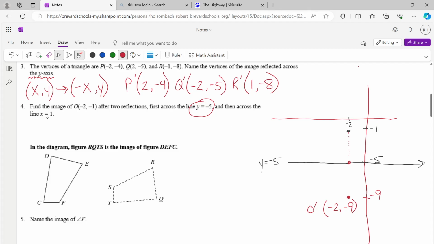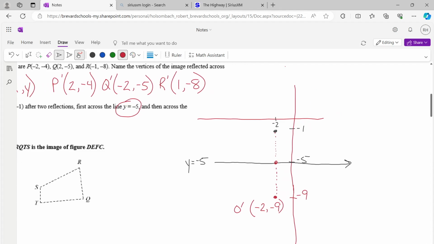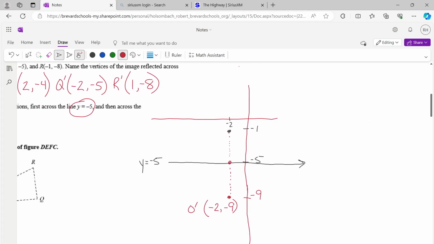And then across the line x equals 1. So we just reflected it across the line y equals -5. And now we've got to do it across another line. So this other line was x equals 1. X equals 1 is right here. It goes through 1 on the x-axis. So it's this line.